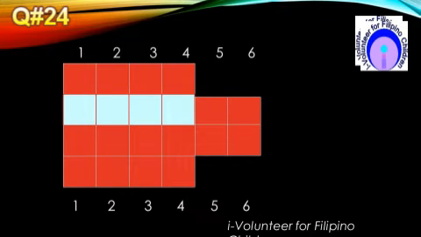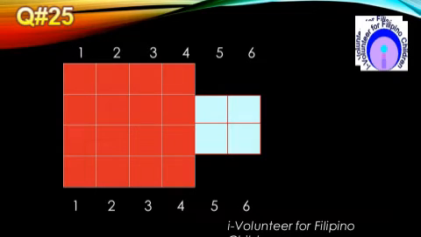Number 24. What fraction names the red squares? Number 25. What fraction names the white squares?